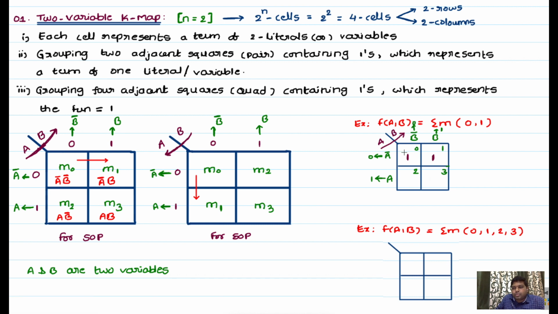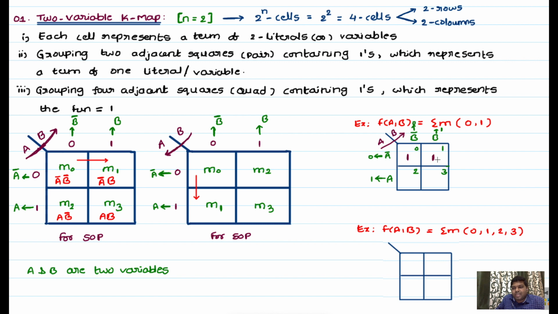And now these two are having ones, so you can pair these two boxes. Grouping two adjacent squares containing ones represents a term of one literal or one variable. So if we have ones only, you can pair these two adjacent square boxes. For example, here 1, here we have 0, so you cannot pair these adjacent square boxes.